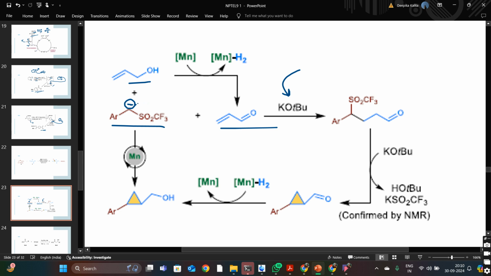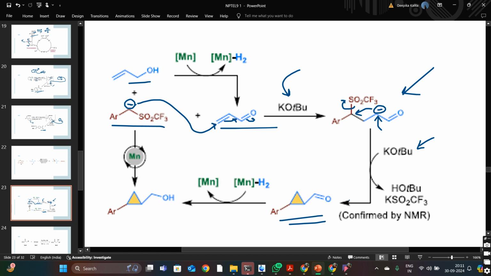Now this anion is going to undergo 1,4 addition to our aldehyde, and you are going to get this particular product. Then in the next step, what will happen? Another molecule of base is acting, and in this case we are going to generate the second anion at this position, which will undergo cyclopropanation due to the presence of this good leaving group. Okay, and you will end up with the synthesis of this cyclopropane carbaldehyde.